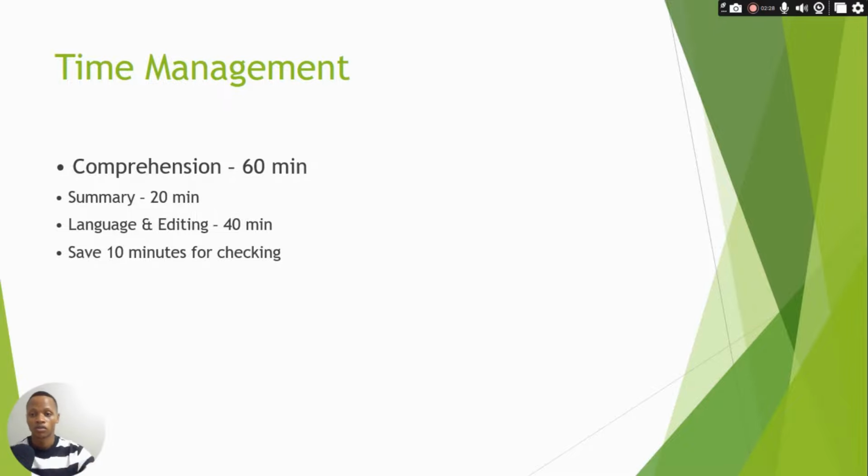Also, you need to save time for checking. So you must have like 10 minutes just for checking and making sure that everything is in order.